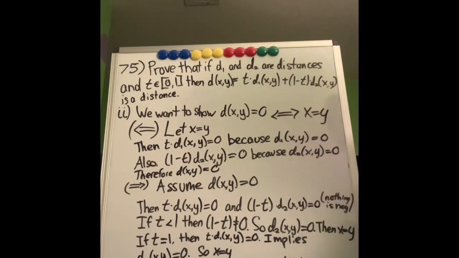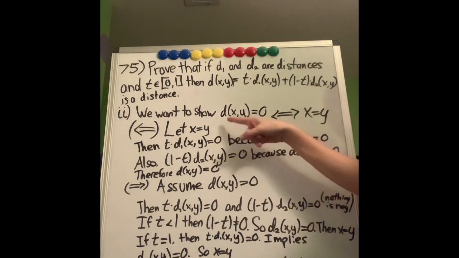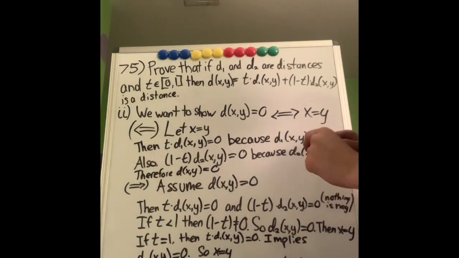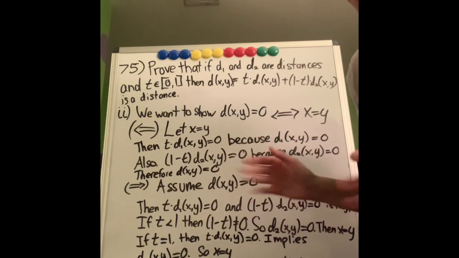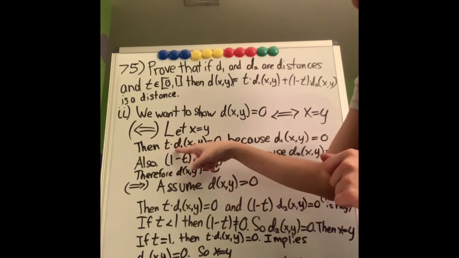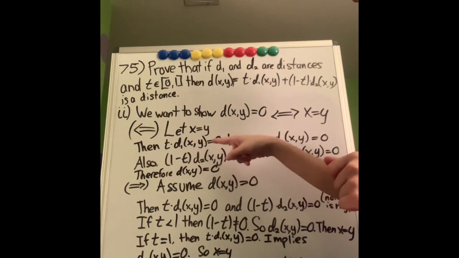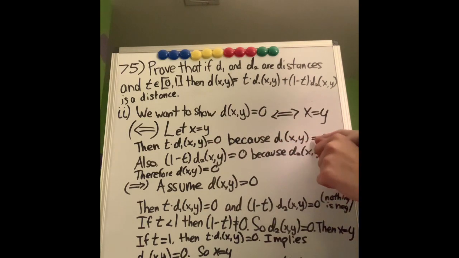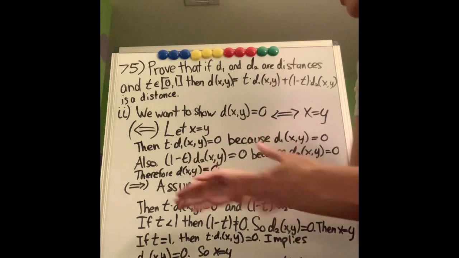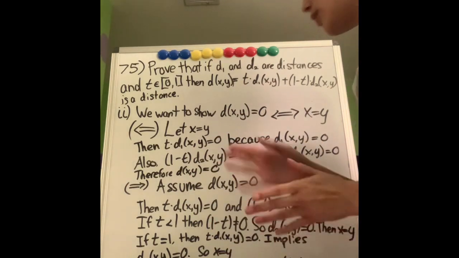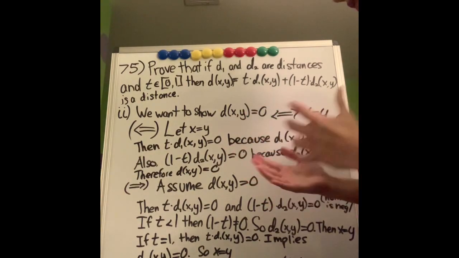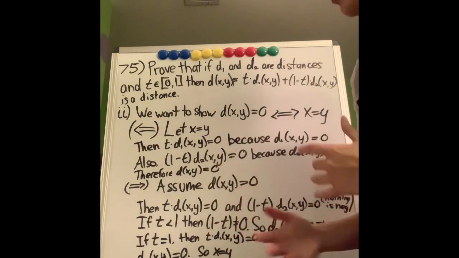Okay, so for our second condition, we need to show that the distance from x to y is equal to 0 if and only if x is equal to y. So I'm going to do the easy part first. So let x equal y. Then t times the distance d1 from x to y is equal to 0 because d1(x,y) is equal to 0 because it's a distance, so if x is equal to y, then that's obviously 0. Also, (1 minus t) times d2(x,y) is equal to 0 for the same reason because d2 is a distance. Therefore, the distance from x to y is equal to 0.